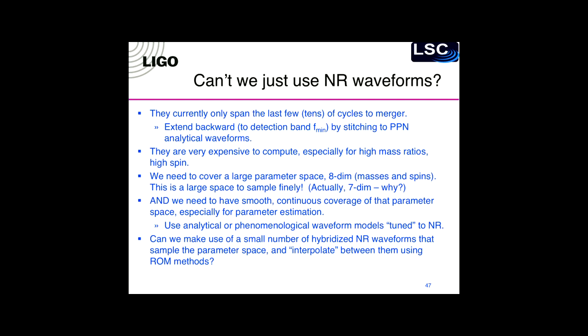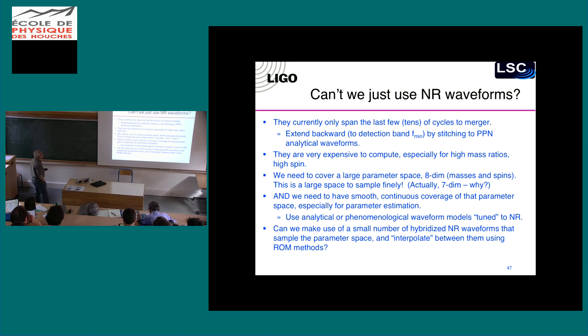We can ask, can we just use the numerical relativity waveforms? First of all, they're short. They currently span only the last few or tens of cycles to merger. We need to extend backward into the detection band, the minimum frequency, by stitching to a post-Newtonian analytical waveform. But more importantly, they're very expensive to compute. And we need to cover a large parameter space, right? Masses and spins. That's again 8 parameters, 2 masses, 2 spin vectors. This is a large space.